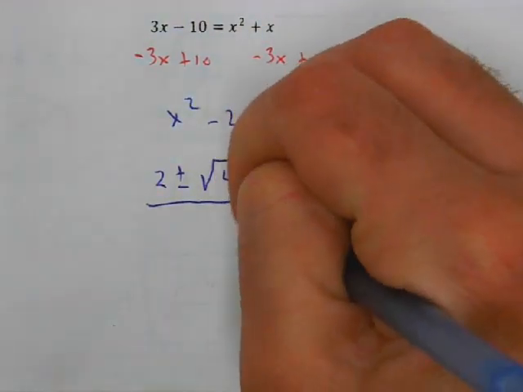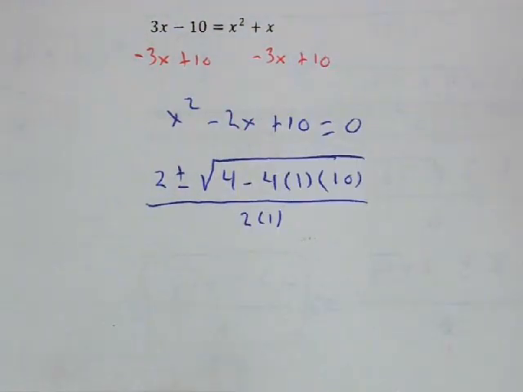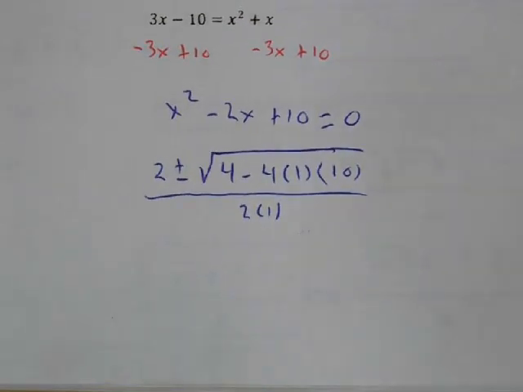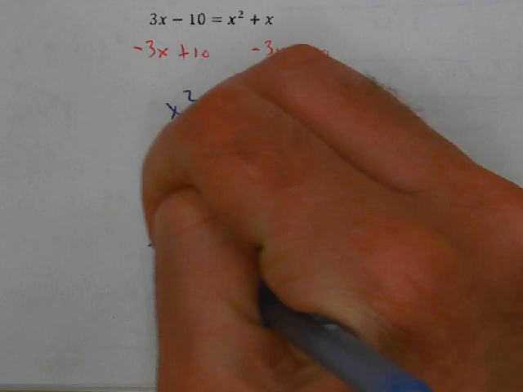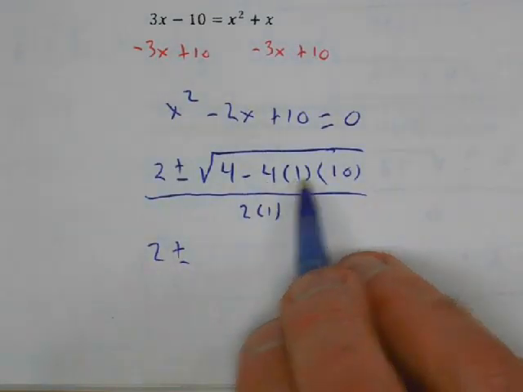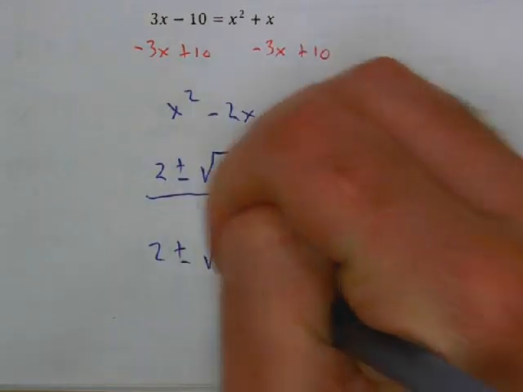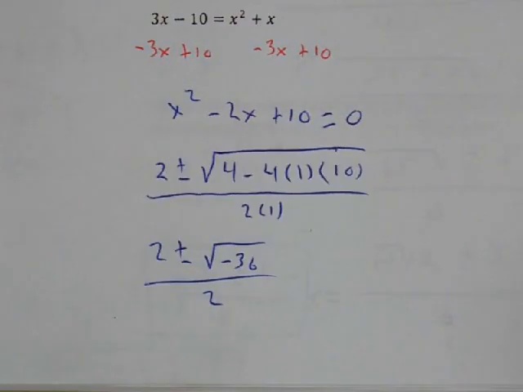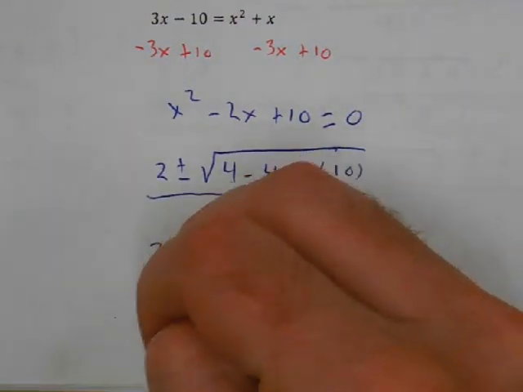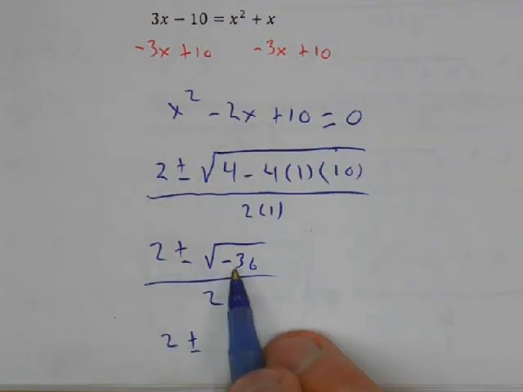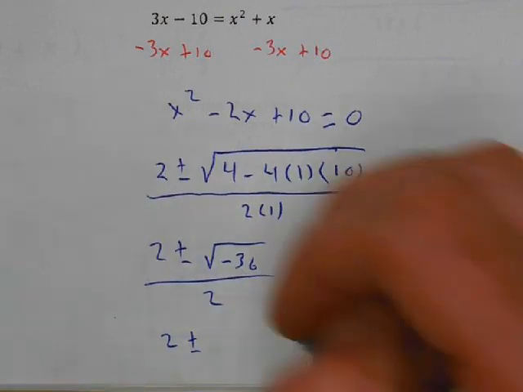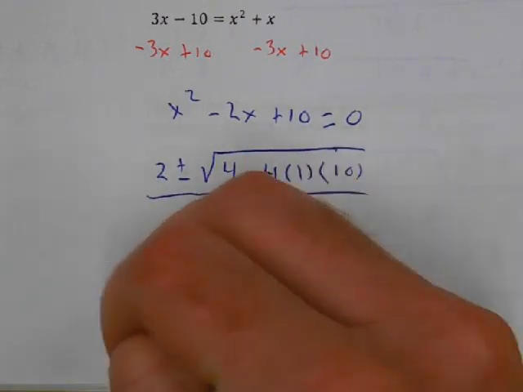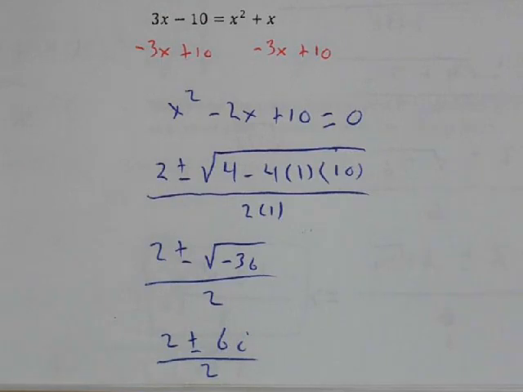over 2a. All right, let's try to do a little bit of mental math because we're a little short on space, at least I am. So that's going to be 2 plus or minus, let's see, 4 times 1 times 10 is 40. So 4 minus 40 is negative 36. So root negative 36 over 2. And then that's going to be 2 plus or minus, we can take out an i since it's negative, and the square root of 36 is 6, so that's 6i over 2. And then we're pretty much done.